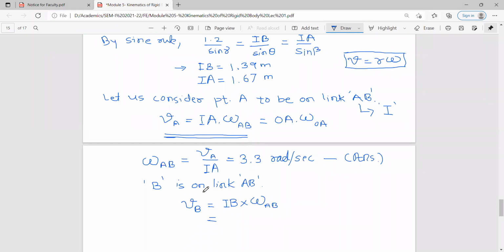Okay. So calculate this. The value that I got is 4.587 meters per second. So it is your answer. And point B, as you can say, is the common point on connecting rod and piston. You can say that piston velocity is equal to this.